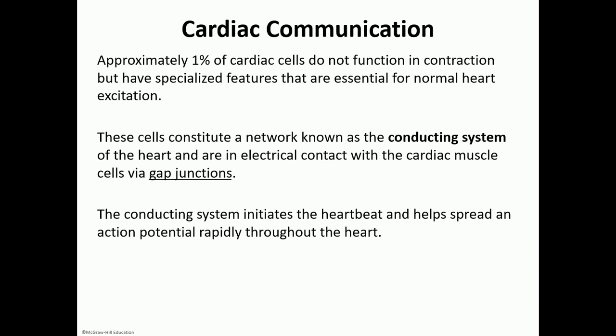So in order for it to function as a unit, there has to be a fast way for these cells to communicate together. About 1% of cardiac cells do not function in contraction. They're not muscle cells. They are differentiated into neuro cells, where they have the ability to become pacemakers. They're kind of like batteries for the heart, and they're known as the cardiac conduction system. It's kind of like the wiring of the heart. And these cells, together with the cardiac muscles, are all connected through gap junctions, which facilitate the fast passage of the action potential through all of the myocytes.